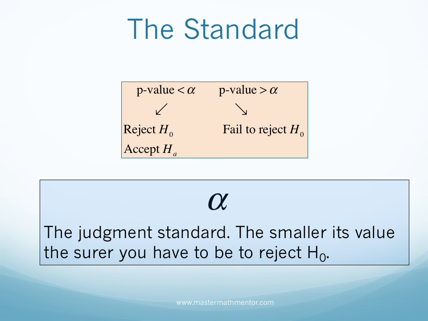The smaller the value of alpha, the surer we need to be of our conclusion. In a murder trial, the alpha standard is very small. The 12-person jury must be unanimous. We use the term beyond a reasonable doubt, meaning that any doubt would not affect a reasonable person's belief that the person is guilty.